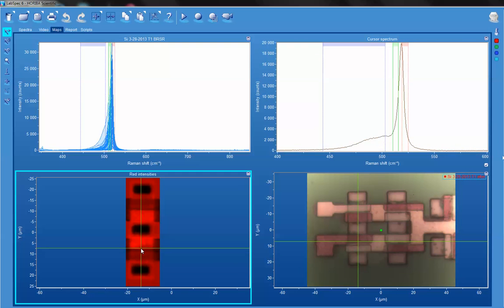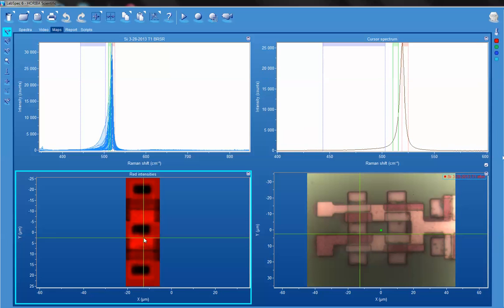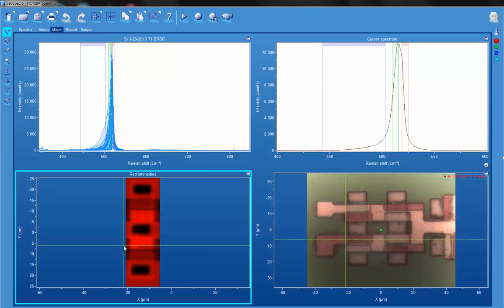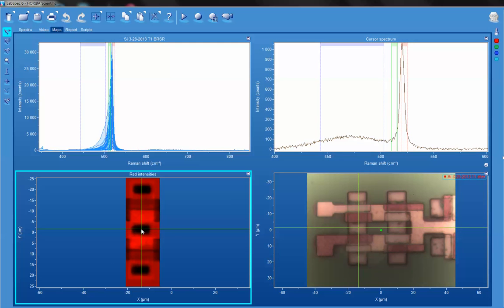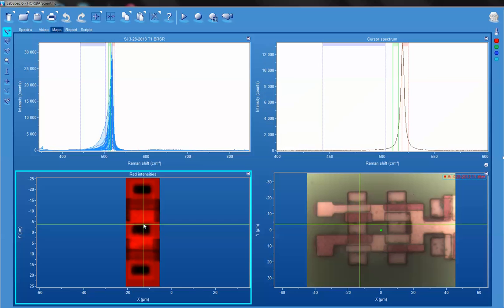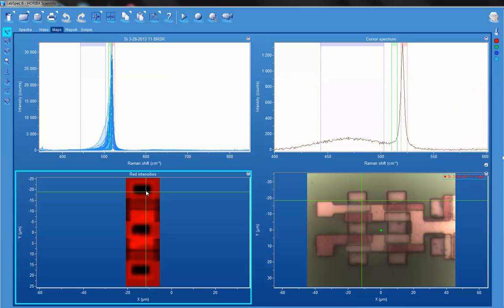All right, and as we move through our device here, we're going over the different polysilicon structures, and as you can see as I'm moving the cursor here, if you look in the upper right-hand corner, you can see variations in the peak positions and in the band shapes. And again, over an implant, polysilicon, and big differences right at the polysilicon interfaces and the implant.